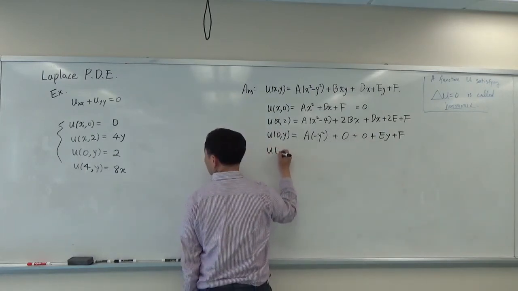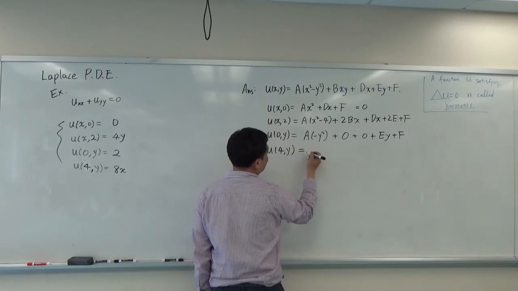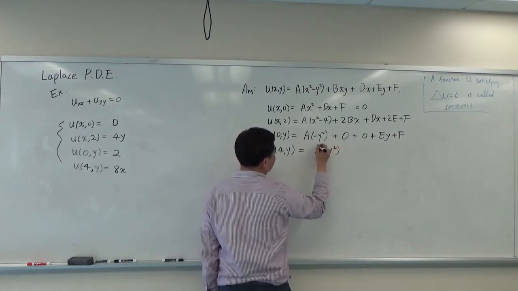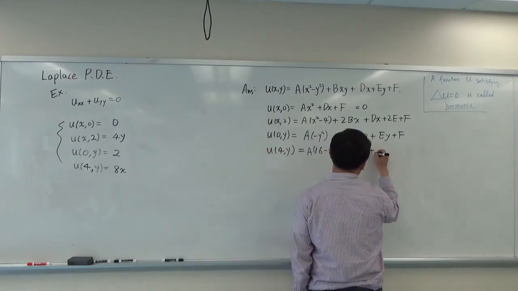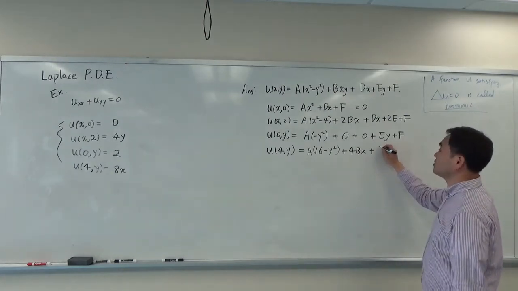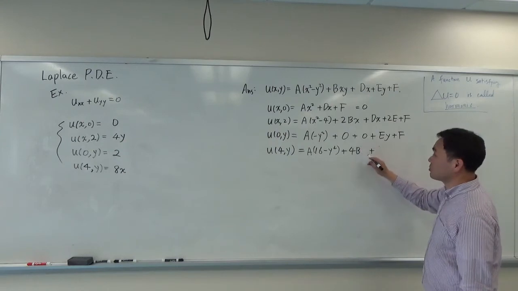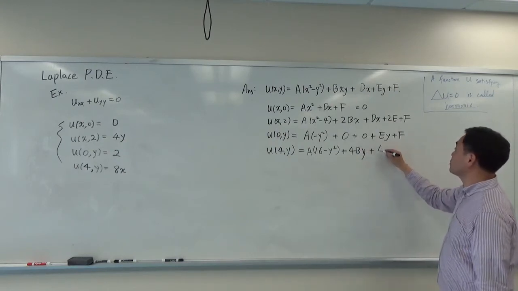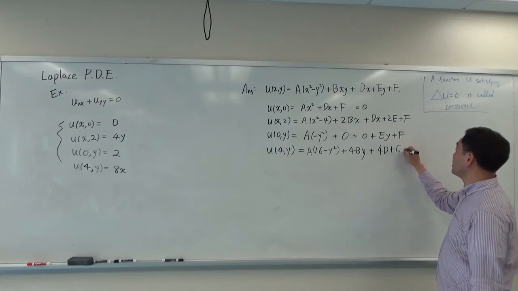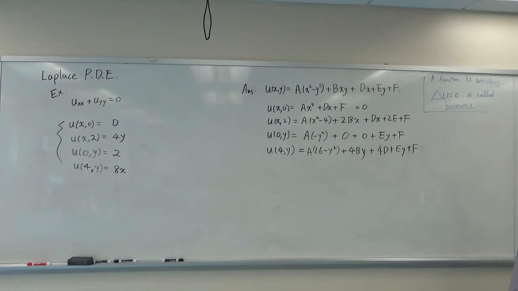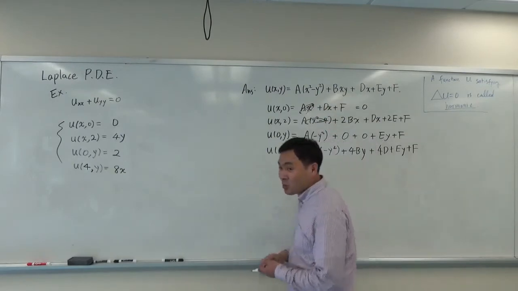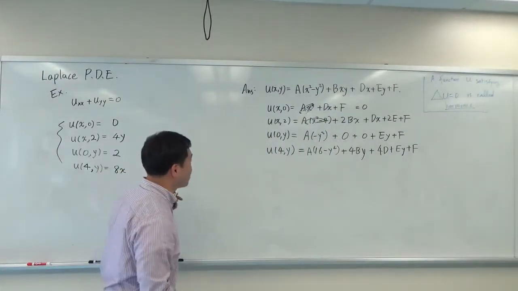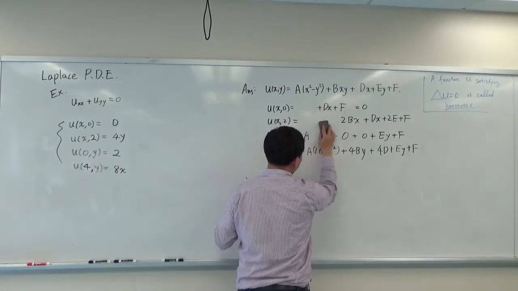Then u(4, y) would give you 16 minus y squared times a, plus 4bx, plus 4by, right? And then 4d plus ey plus f. Alright, so that still looks confusing, but I do know that I want this to be 0. I don't like those y squareds or x squareds, they never show up on the boundary, so get rid of them.